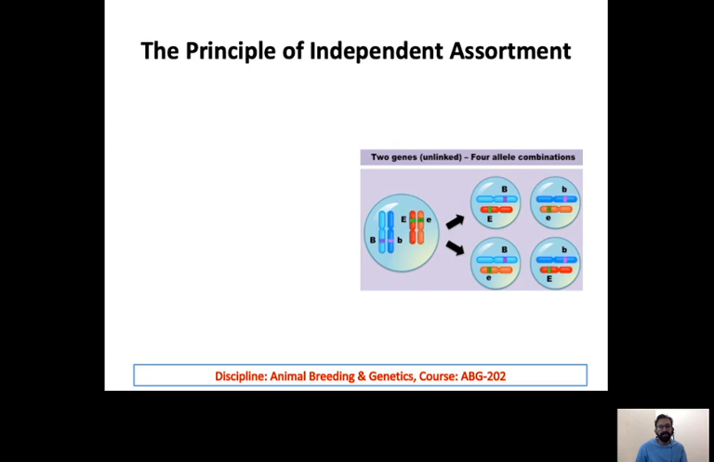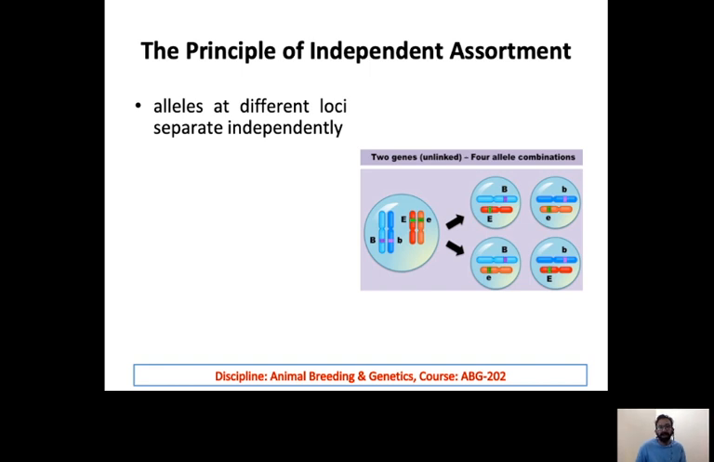Now this gives rise to the principle of independent assortment. These dihybrid crosses educate us about the principle of independent assortment, that is Mendel's third law. Alleles at different loci separate independently. Loci is basically the localization or position of the allele on the chromosome. Alleles at different loci separate independently.